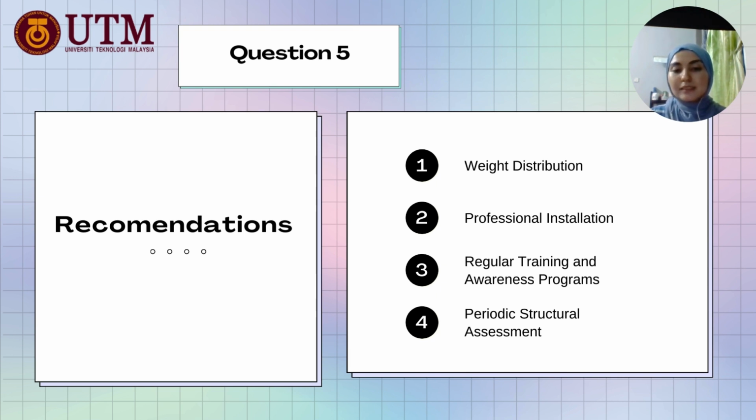After that is environmental control. Control the storage environment by implementing measures such as climate control, corrosion-resistant coating, and proper ventilation. Protecting the rack system from extreme temperatures and corrosive substances can extend its lifespan.